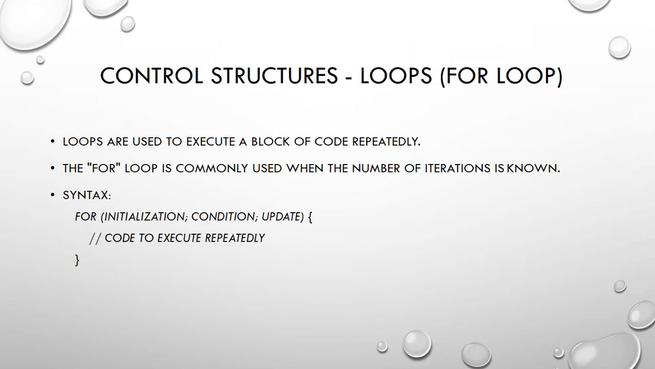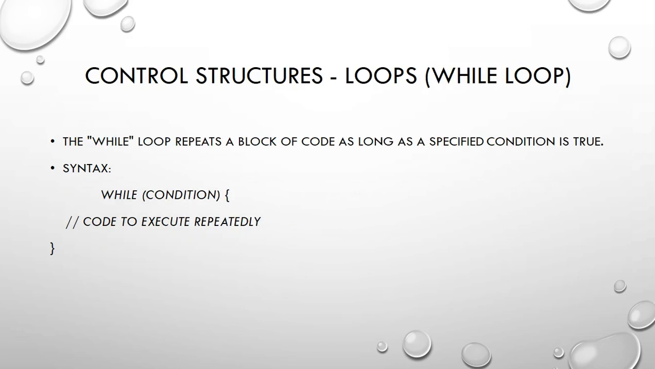So you have loop statements, or for loops. Loops are used to execute a block of code repeatedly. The for loop is commonly used when the number of iterations is known. So we use a for loop if the number of iterations is known. The syntax is for, so you have the initialization, the condition, and then the update. Then the code to execute repeatedly. So the code will run until the condition is no longer true. That's a loop.